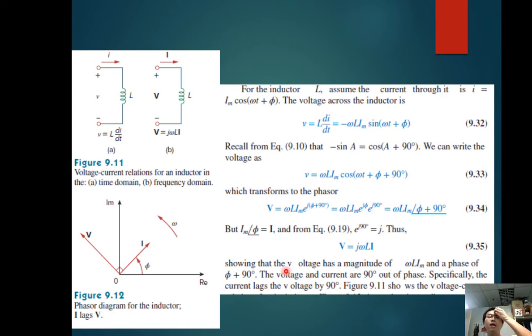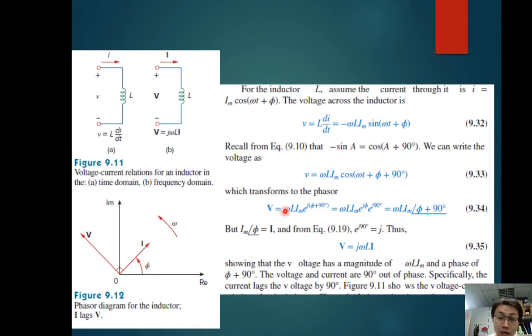So how can we draw this in a phasor diagram? I should say that this is how we get our voltage equals j ω L I. How to put it in the phasor diagram is very easy. Draw the real and imaginary axes, and determine where I is first. My I is actually Im with the angle of φ, so I just simply put it there in the positive direction.